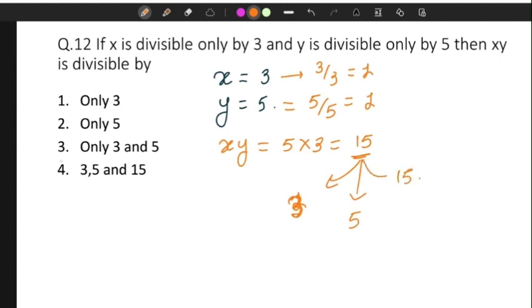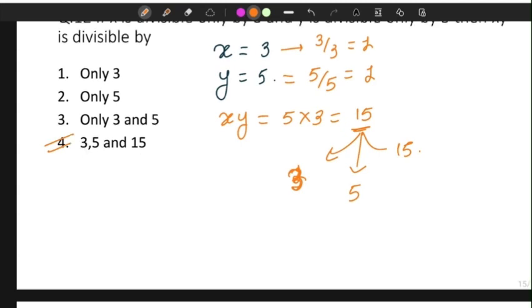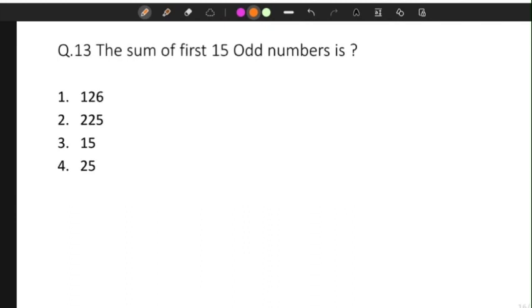So the correct answer for the given question is option number 4, that is, if x is divisible by 3 and y is divisible by 5, then the product, x into y, is divisible by 3, 5 and 15. Got it? So the answer is option number 4. Moving on to the next question. The sum of the first 15 odd numbers is what?